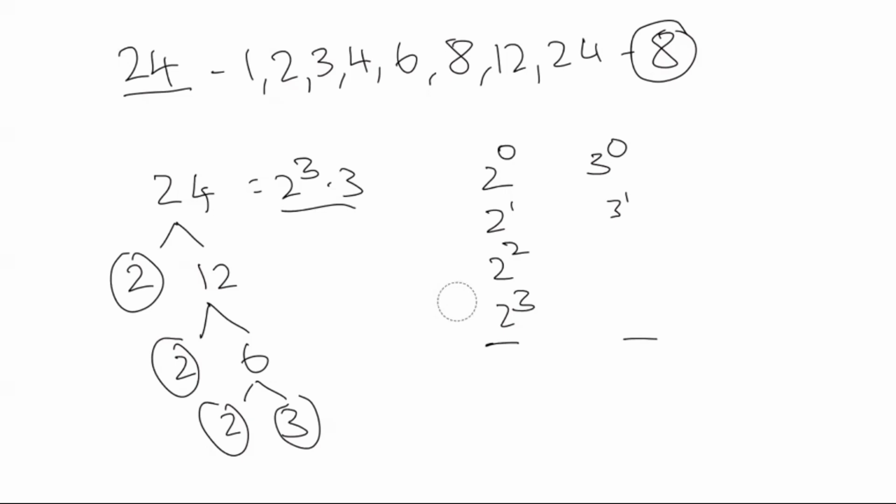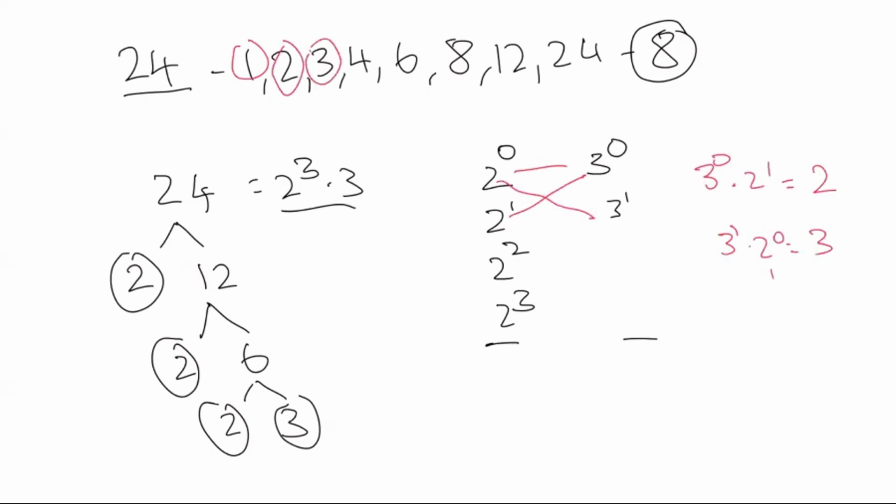So as an example, 2 to the power 0 times 3 to the power 0, that's 1. 3 to the power 0 times 2 to the power 1, that's 1 times 2, that's 2. Then we have 3 to the power 1 times 2 to the power 0. This is going to be 1 times 3, that's 3. Then 2 squared times 3 to the power 0. This is 4 times 1, this is 4. Then 3 to the power 1 times 2 to the power 1. This is 6. And so you see the point.